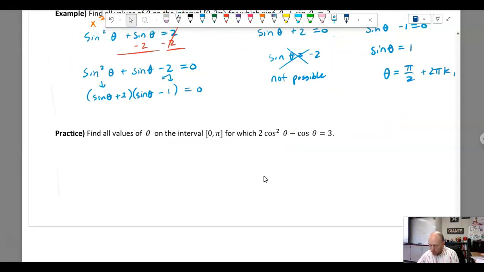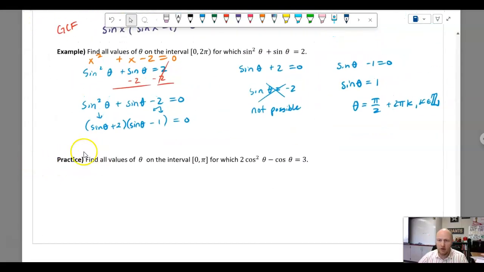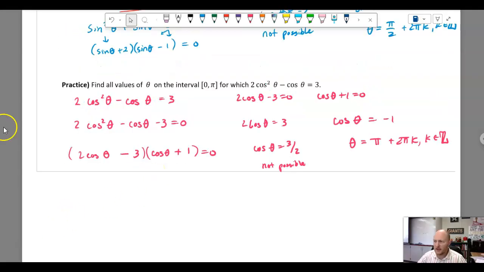Okay, here's the last practice one. Please go ahead, pause me now and try this practice. I'll show you the solutions. Okay, hopefully you got this solution. The first thing you have to do is move this 3 over to the other side. So we subtract 3 on each side, and we get 2 cosine squared theta minus cosine theta minus 3 is equal to 0. And we can go ahead and factor this.